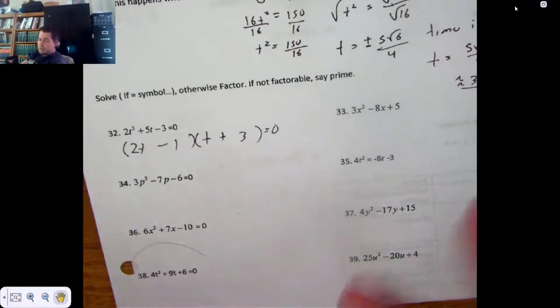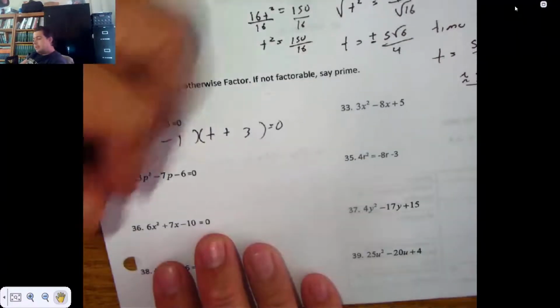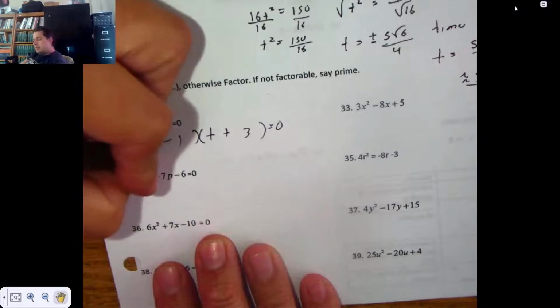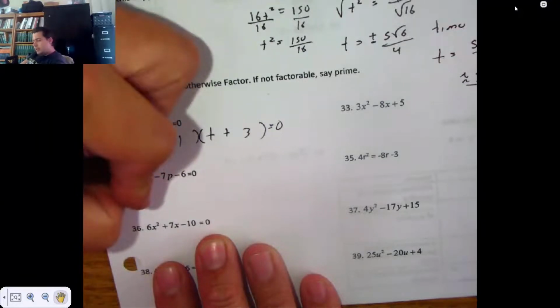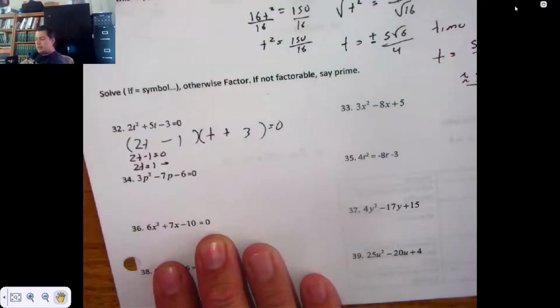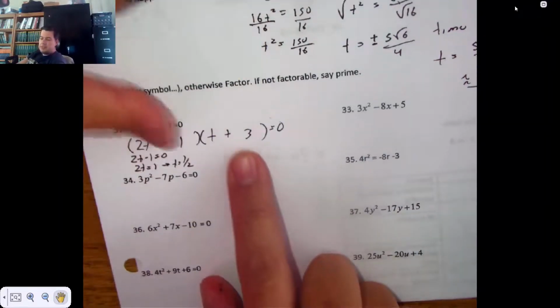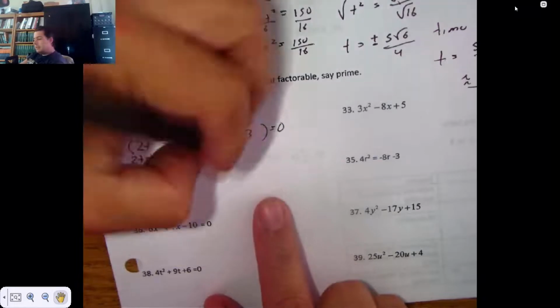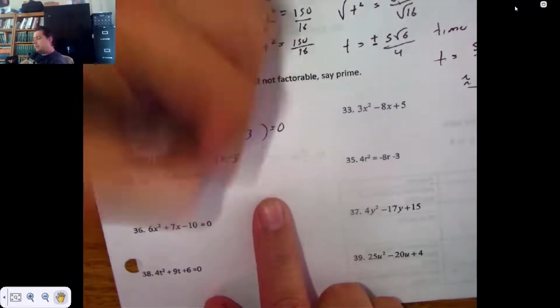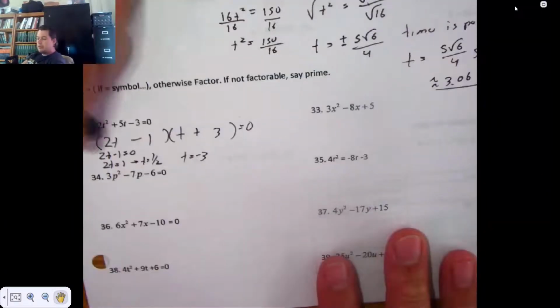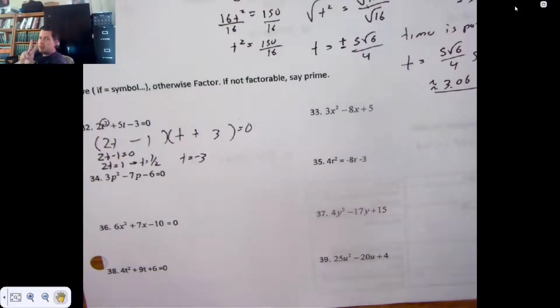So you have to solve. I saw equal to. So 2t take away 1 is 0. 2t is 1. Divide by 2, t is 1/2. This one's easy peasy. t plus 3 is 0. t is a negative 3. So 2 answers. It's the fundamental theorem of algebra. You see a 2, 2 answers, real or imaginary.